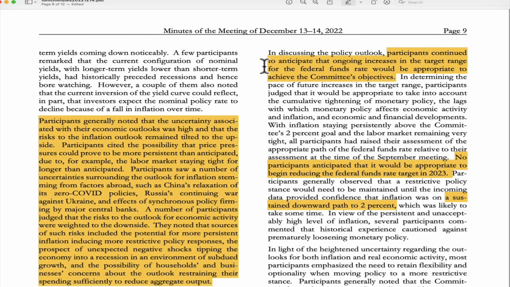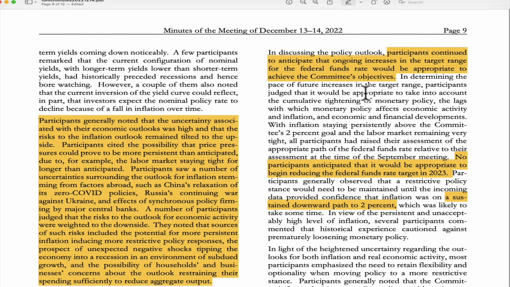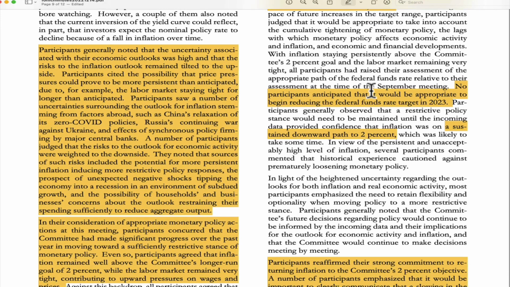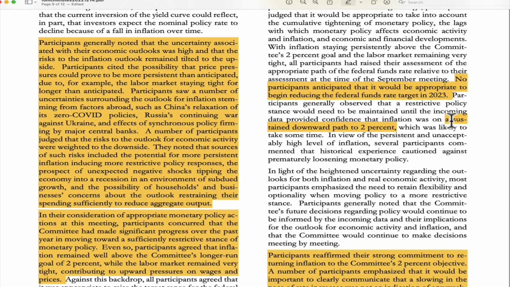But they did say over here, China's relaxation of its zero COVID policies could cause a bit of a problem, so why not just go 50? Right now, the weighting is on 25, as we've seen. No participants anticipated that it would be appropriate to begin reducing the federal funds rate target in 2023. Now, this is interesting here. Participants generally observed a restrictive policy stance would need to be maintained until the incoming data provided confidence that inflation was on a sustained downward path to 2%.